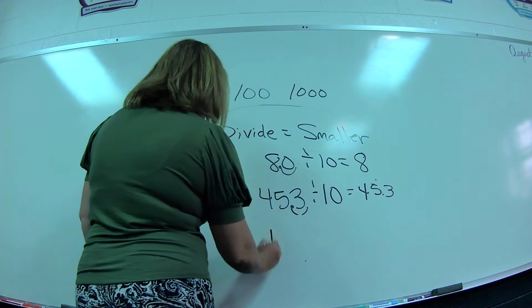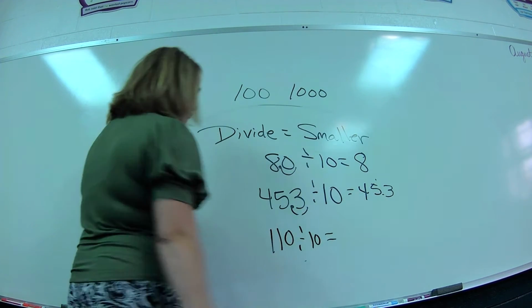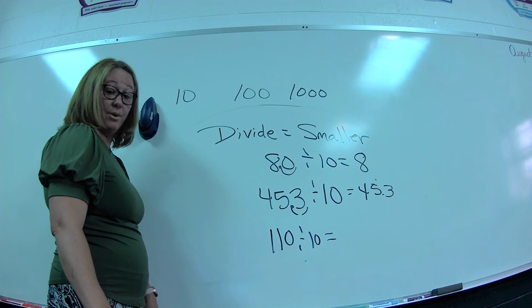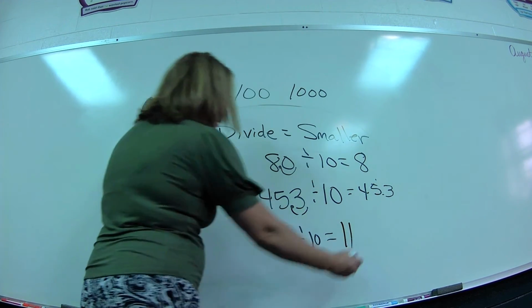Now, okay, what if we have 110 divided by 10? What do we get? Well, we know that 10 times 10 is 100, but again, I'm moving my decimal one place. 11.